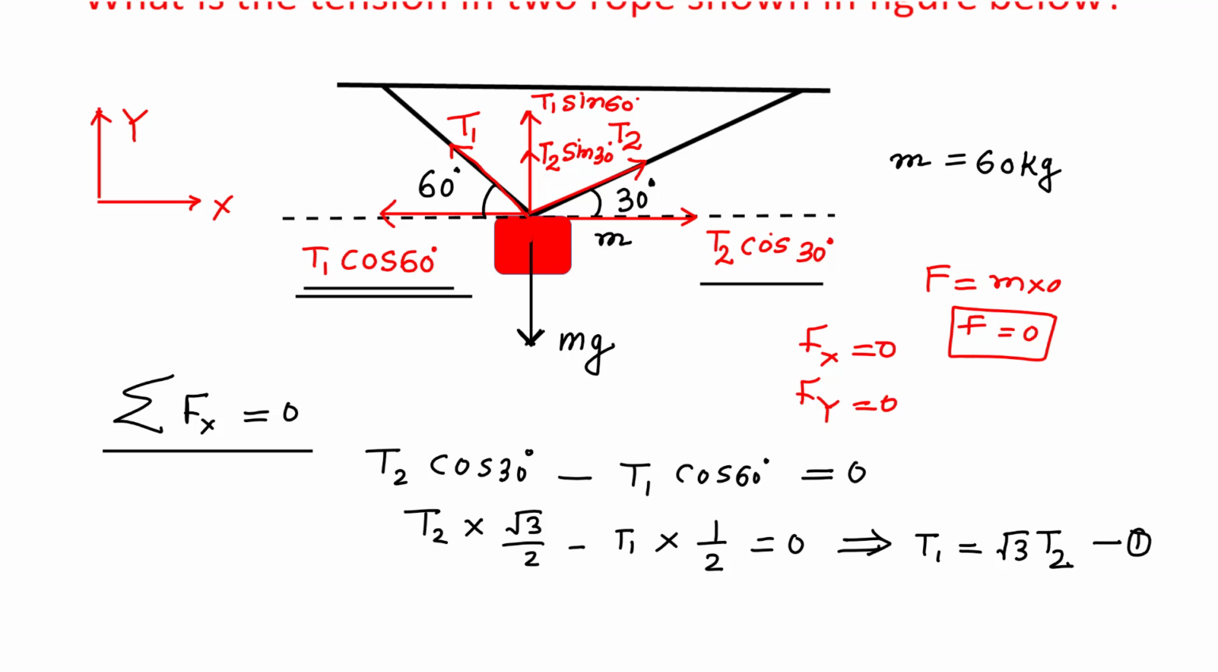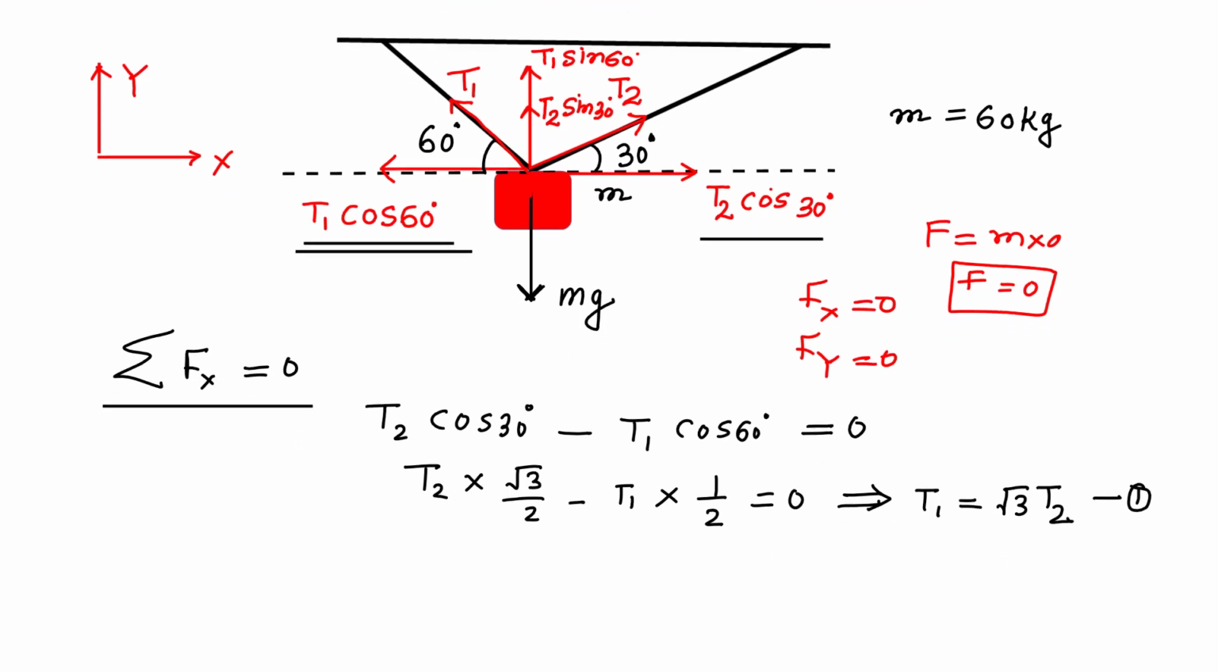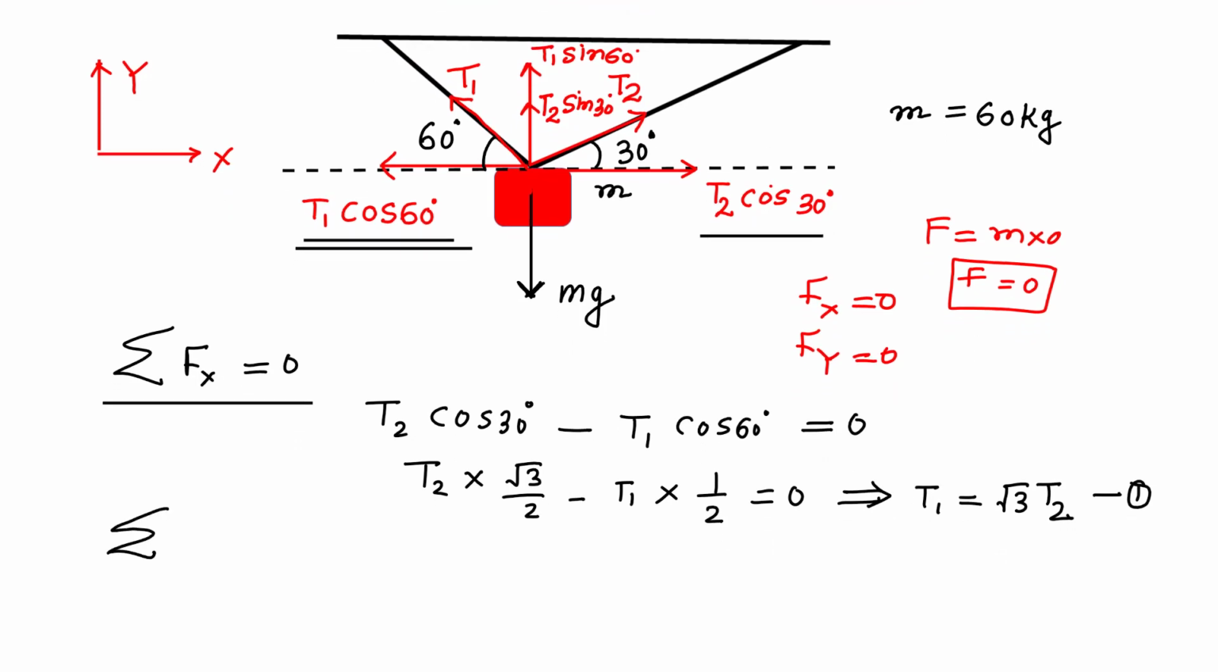There are two unknowns, T1 and T2, so we need two equations. The second equation will come from equilibrium in the y direction. So the sum of the forces in the y direction is equal to 0. What are the forces acting in the y direction? T1 sin 60, T2 sin 30 and minus mg. The sum of all these forces is equal to 0. So T1 sin 60 plus T2 sin 30 minus mg is equal to 0.